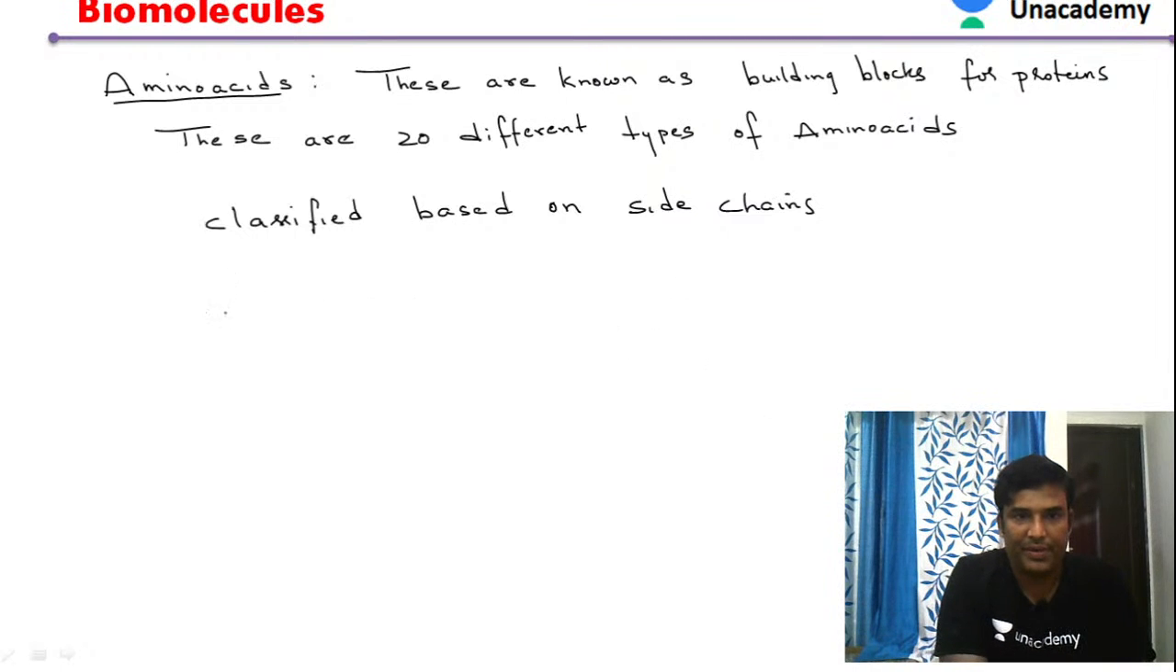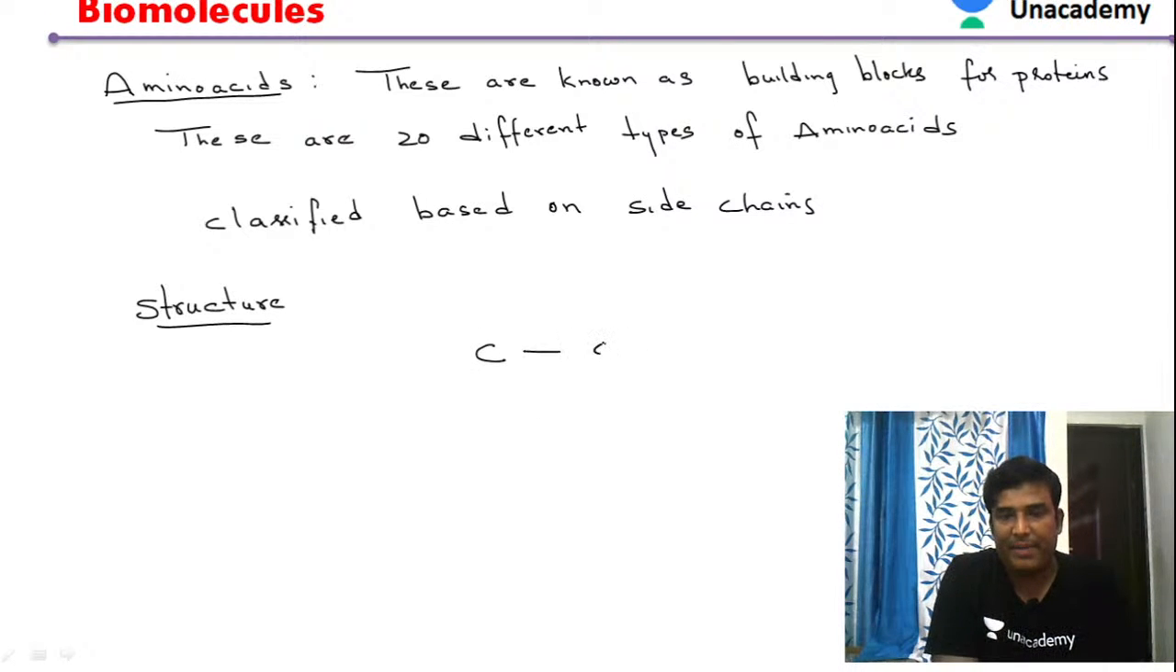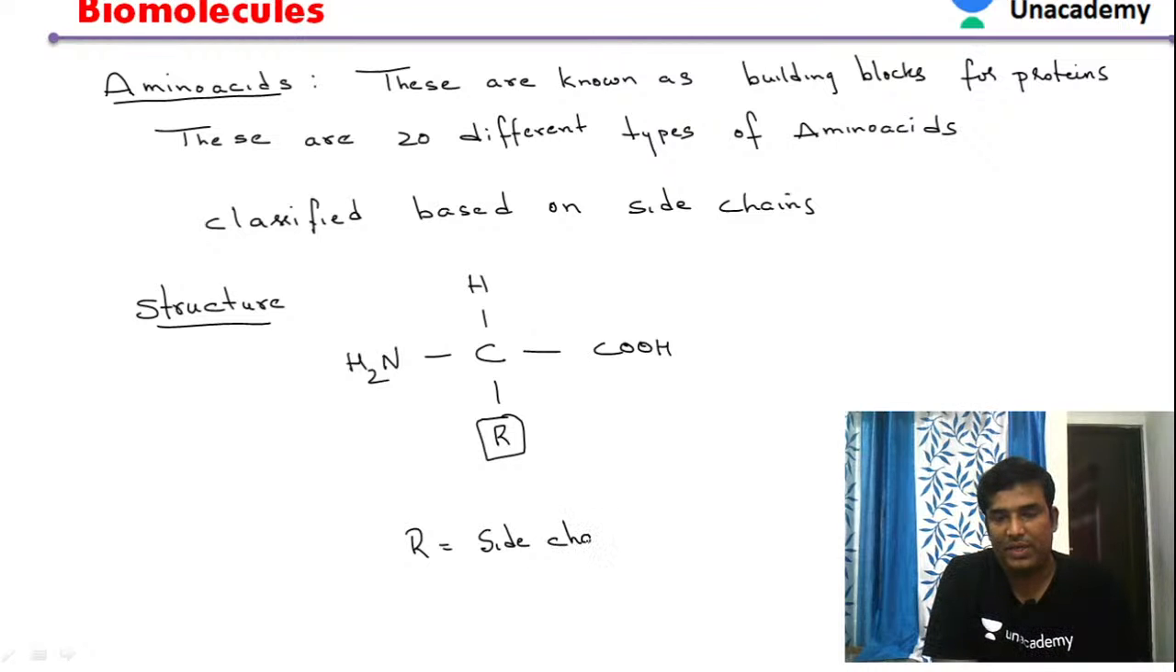Before going into the classification of amino acids, let us see the structure of an amino acid. Every amino acid has an R group. This R group is the side chain.